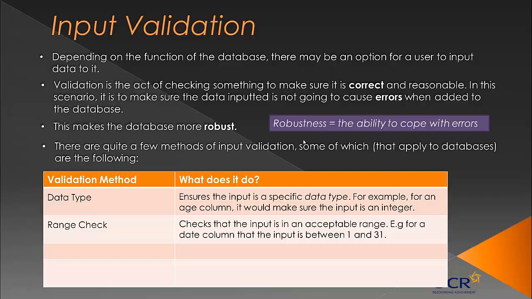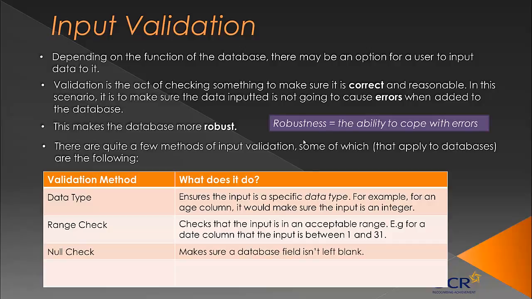Another validation method is range check, and this checks that the input is in a specified range. So for example, if you have a column that's a day of the month, then you want to make sure the input is between 1 and 31. You don't want someone inputting 35 as a day or 0 as a day. That's just not going to work. It may cause an error to happen.